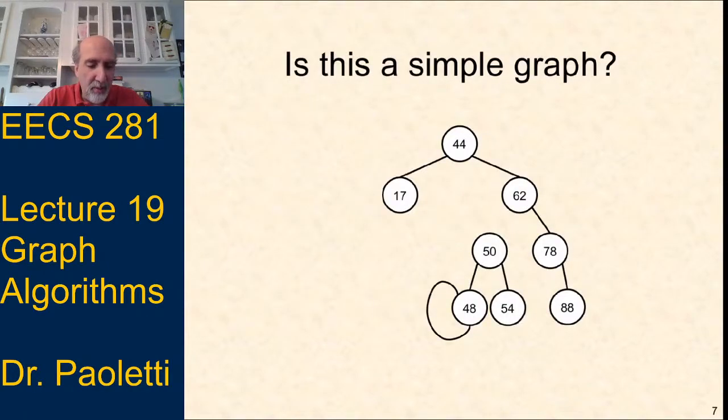Okay, is this a simple graph? No, it's got that cycle from 48 back to itself. So if we take that out, is it a simple graph? Yes, it's not connected. There are places like 50 that you can't get to if you're at 62, but it is a simple graph. So it's a simple graph that happens to be disconnected. It has two regions that have no edges between them.